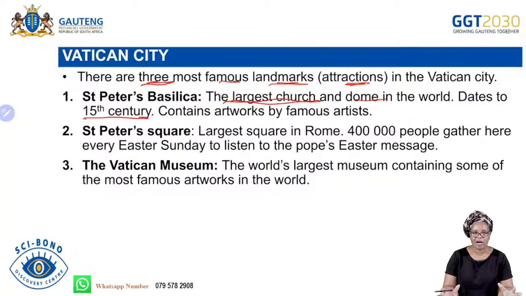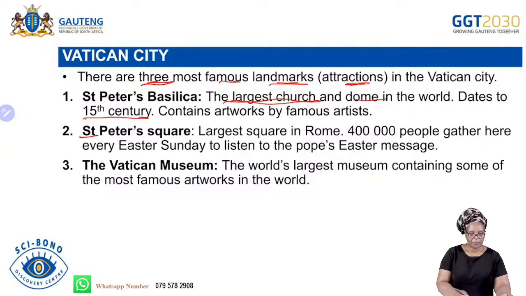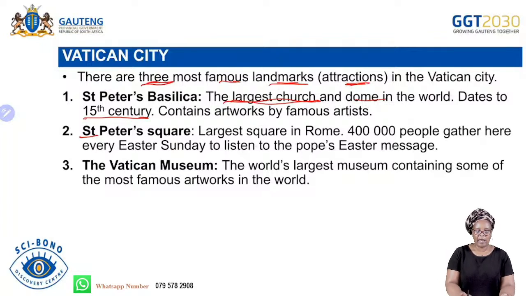Contains artwork by famous artists. The St. Peter's Basilica. The second most famous landmark is St. Peter's Square, the one that I've shown you on the previous slide. This is the largest square in Rome. It is the largest, the biggest square in Rome.